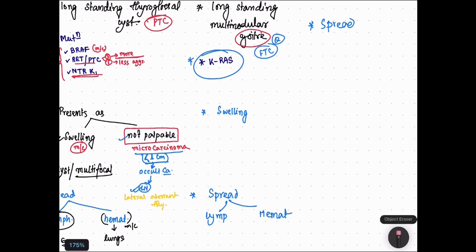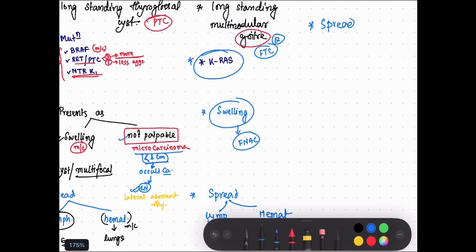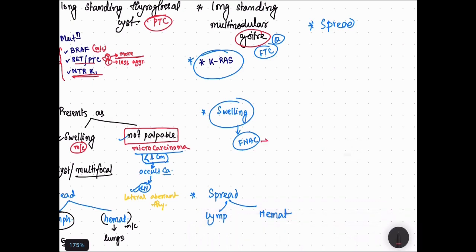The patient will be presented here with swelling again. What we'll be doing again is FNAC of the swelling. But please remember that in follicular thyroid carcinoma, FNAC is not diagnostic. Why is it not diagnostic? We are just going to see it.